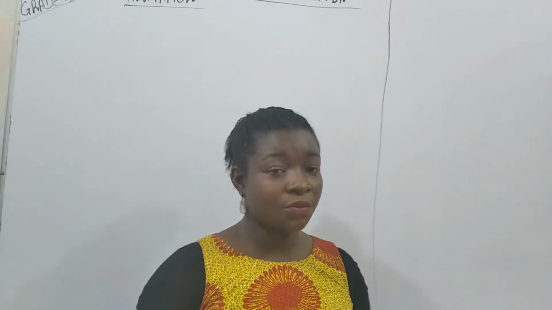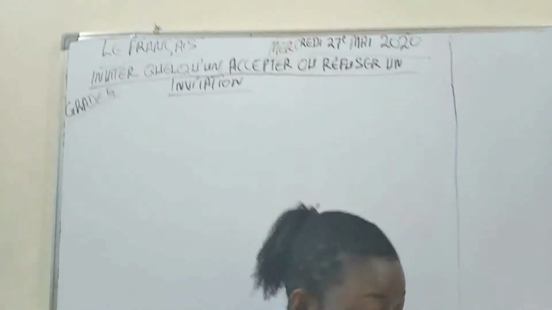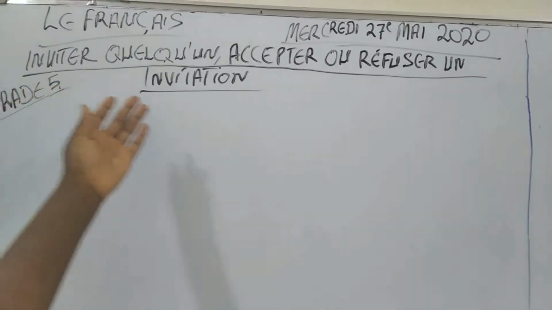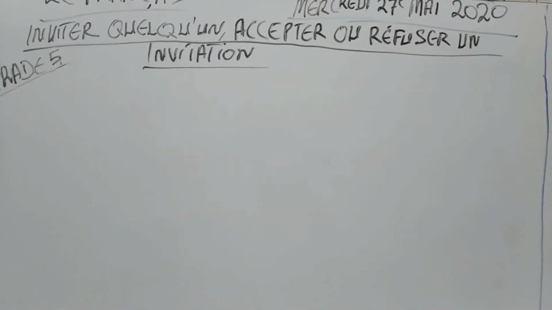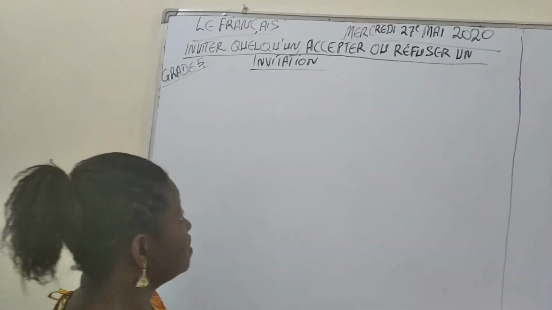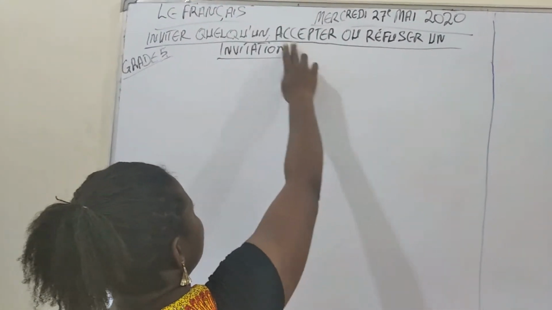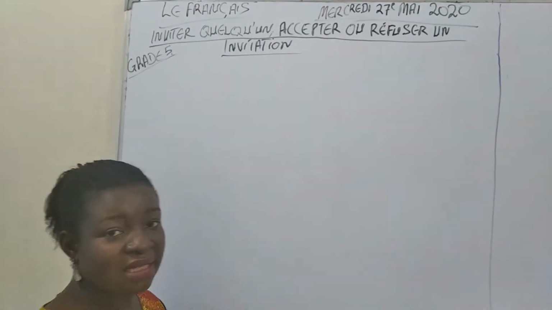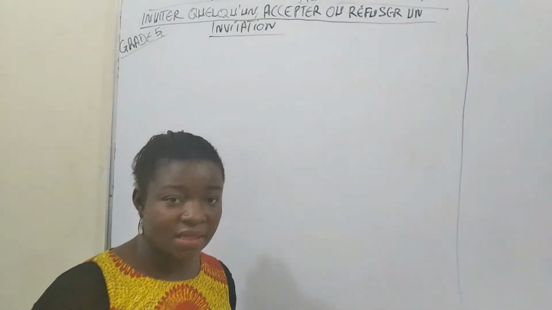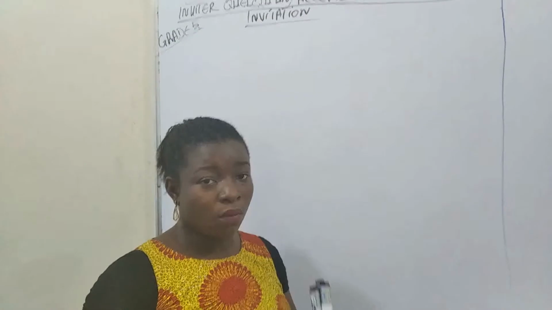Last week we were talking about how to invite somebody and how to accept that invitation. We looked at inviter quelqu'un, je t'invite, and accepter ou refuser une invitation. We looked at accepter, how someone can accept that invitation. So for today, we're going to be looking at refuser une invitation.